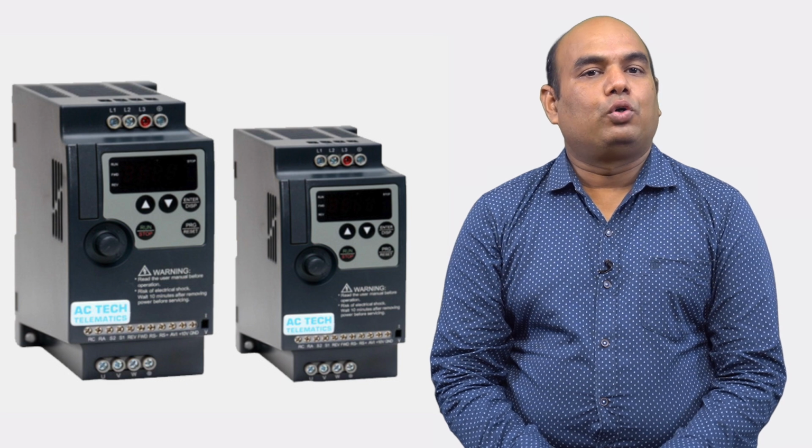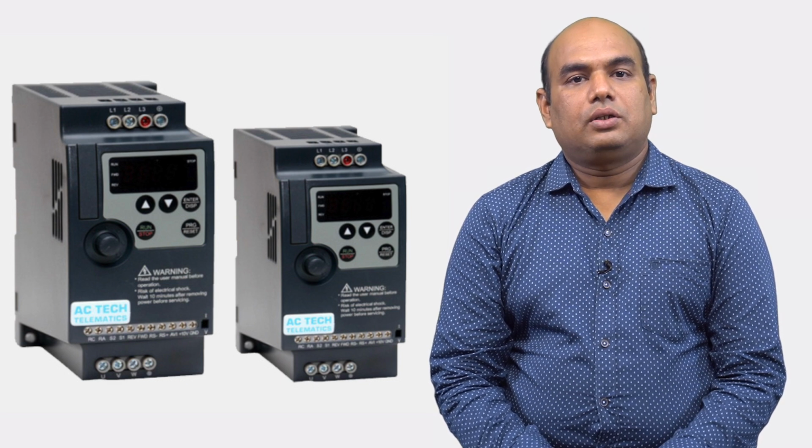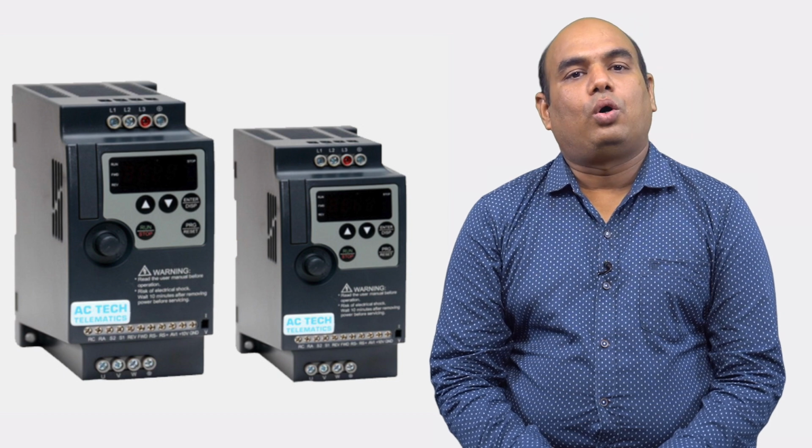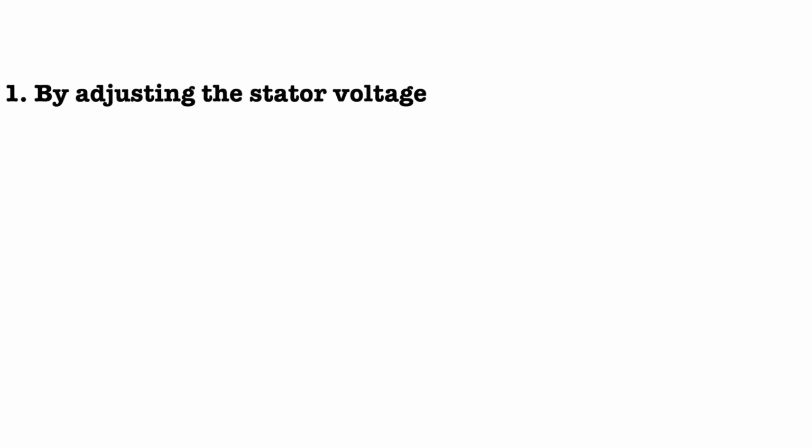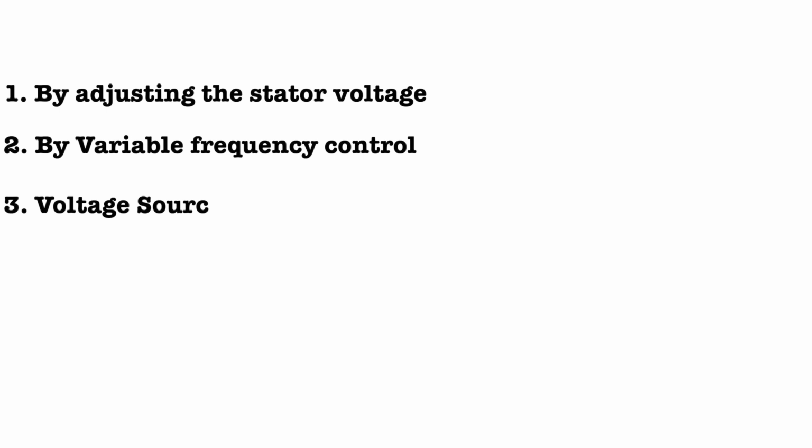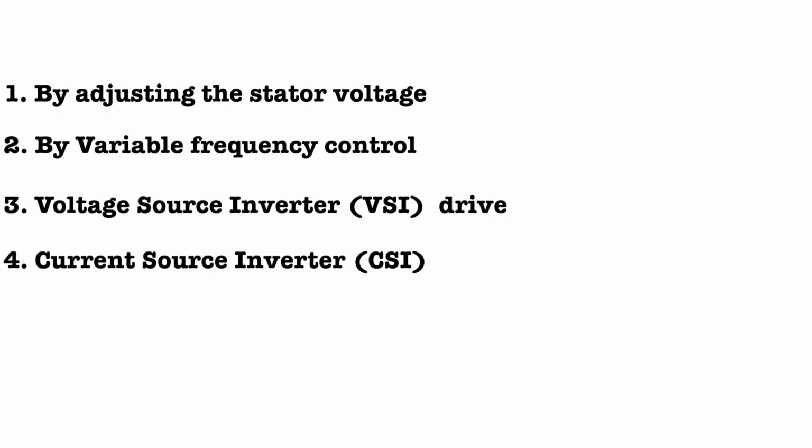So that's all for today's lecture. Under this section, we covered various methods of speed control of induction motor, like by adjusting the stator voltage, by variable frequency control, by voltage source inverter, by current source inverter and cycloconverter.